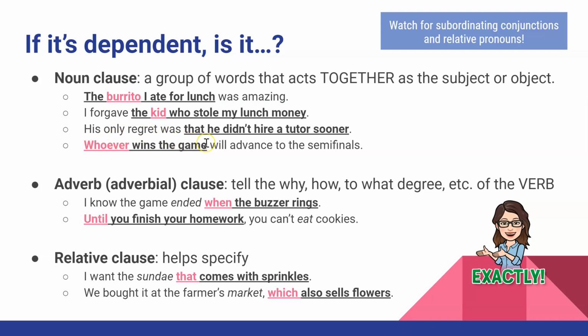Whoever wins the game, subject, will advance to the semifinals. We good? Noun clause, subjects or objects of the sentence.